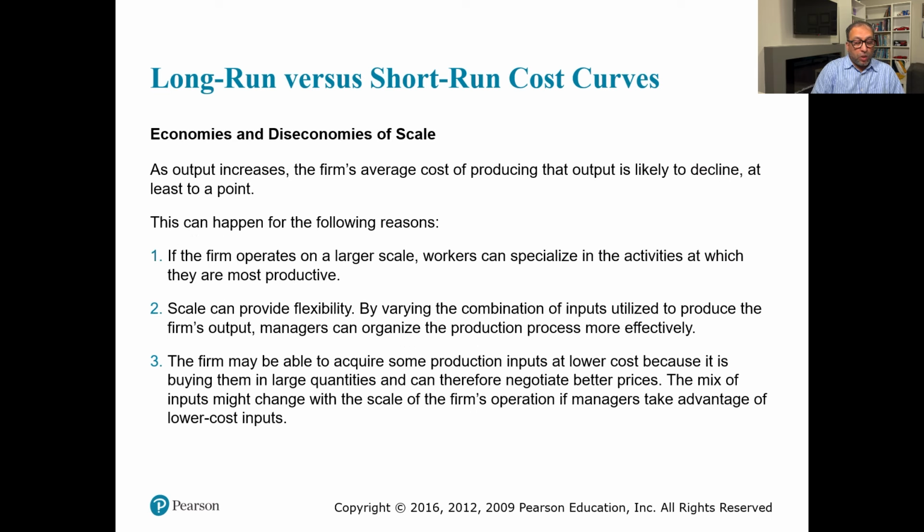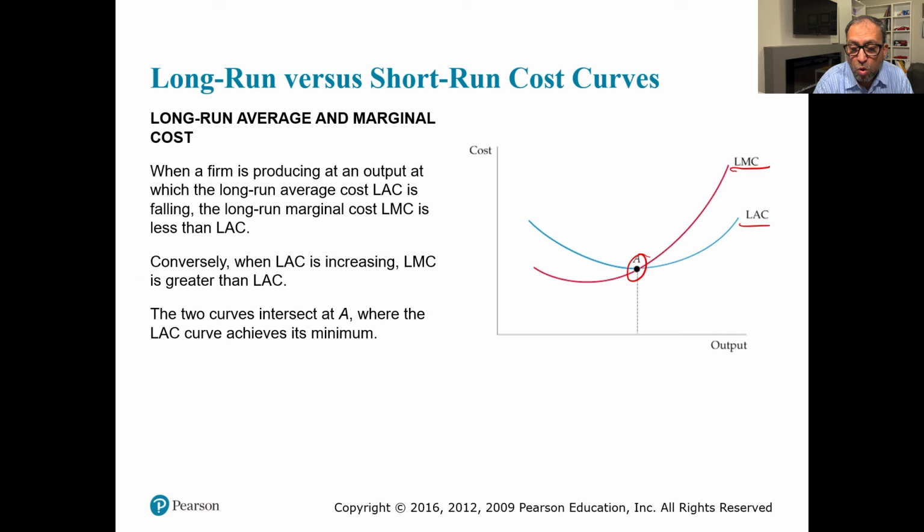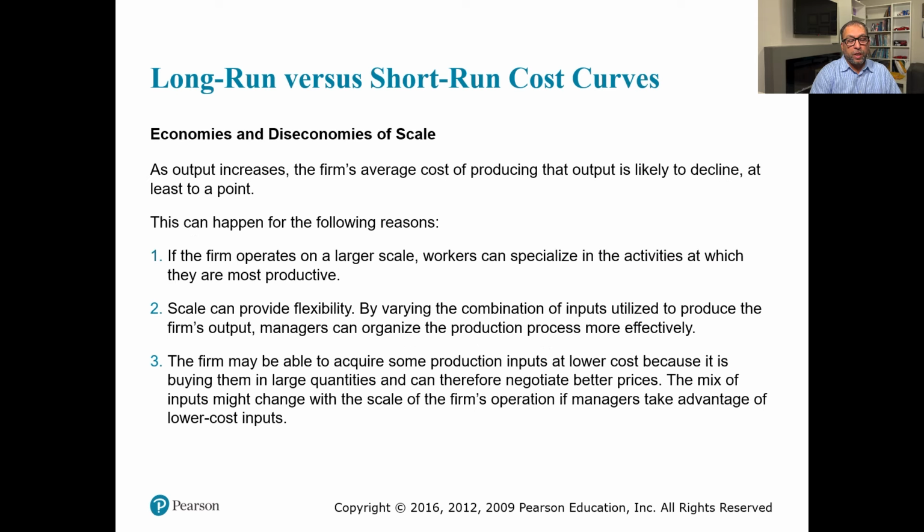Economies and diseconomies of scale. We know this concept: when we produce more and more, the average fixed cost is decreasing, and in this way the average cost is decreasing. But a point will come where the cost starts increasing, if we start producing more than this point. As output increases, the average cost of producing that output is likely to decline, at least to a point. So this can happen for the following reasons.